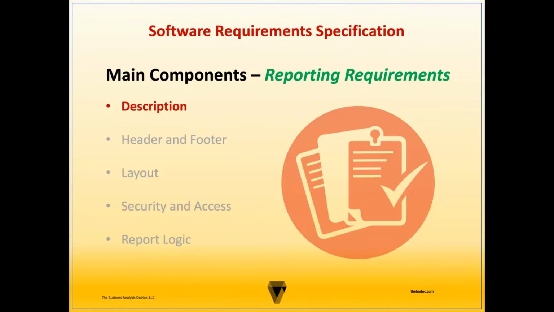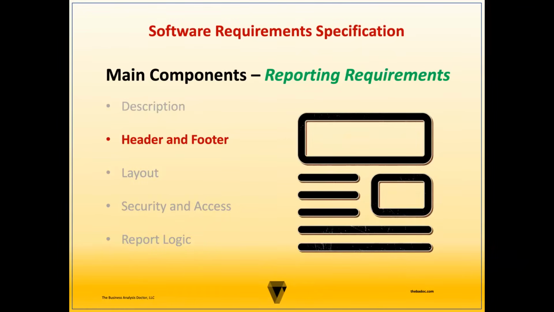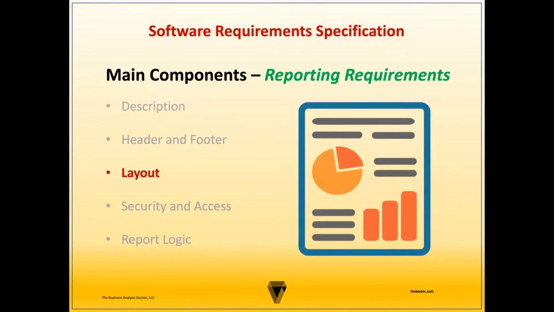The description provides general information about each report, including report title, purpose, users, and data resources. The header and footer provides specifications about the layout and printout of the report's header and footer sections that apply to all reports listed further down. The layout outlines the body of the report, such as fields, column and row names, charts and graphs, etc. A wireframe of the report would be helpful here as well.